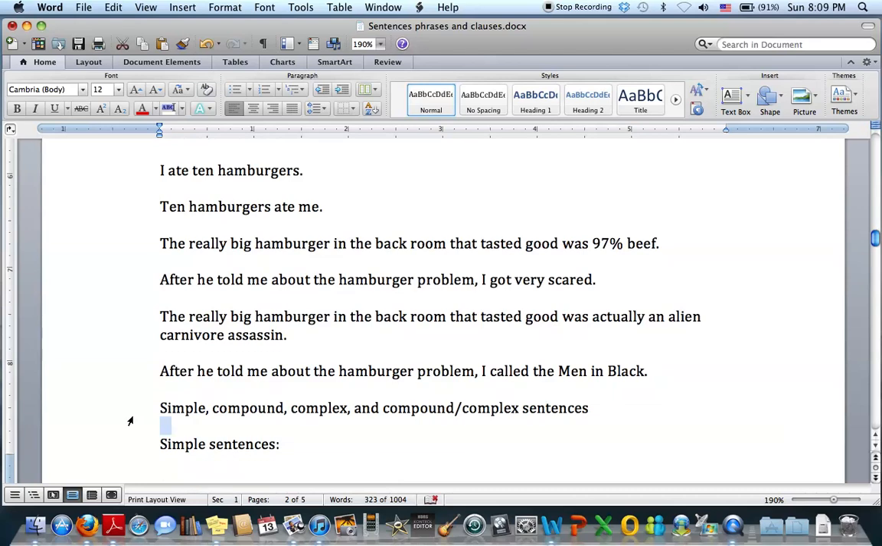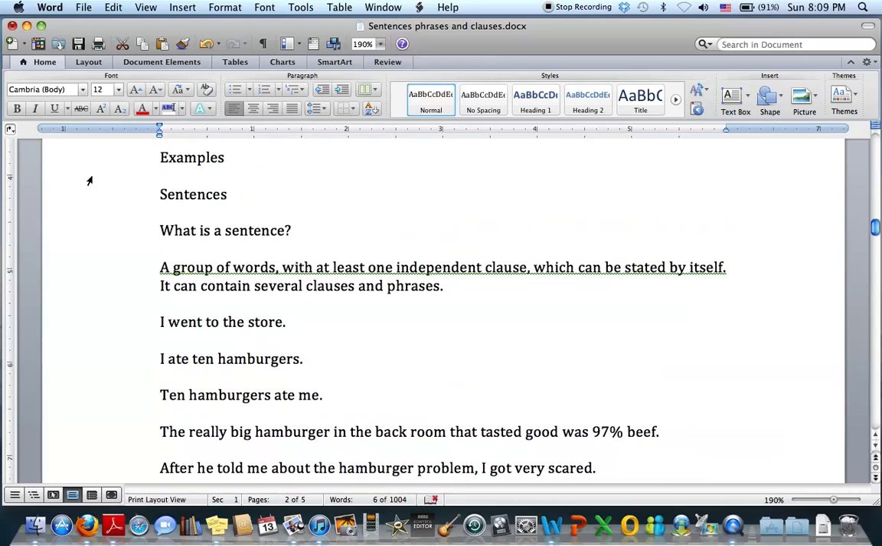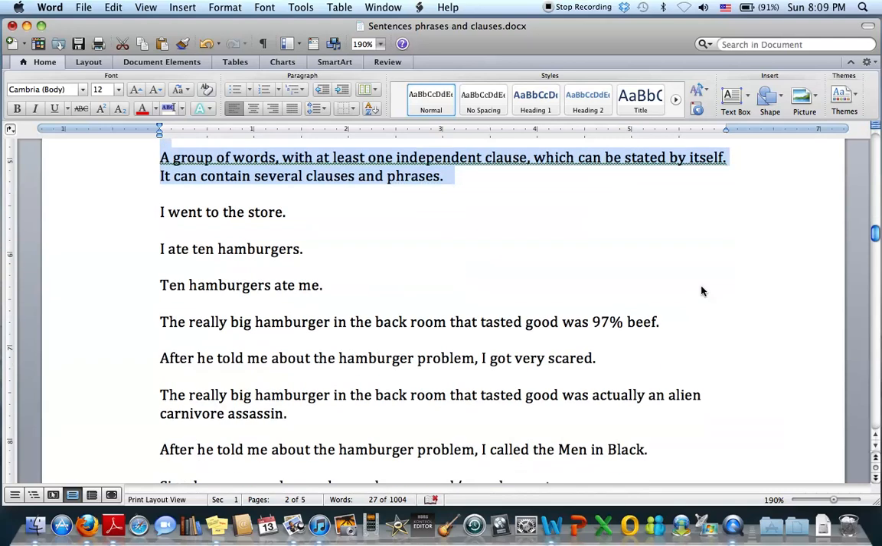Next up: simple, compound, complex, and compound/complex sentences. Even though we just said what a sentence is, it's basically this right here: a group of words with at least one independent clause. Well, that could be a bunch of different things. And we saw down here, too.